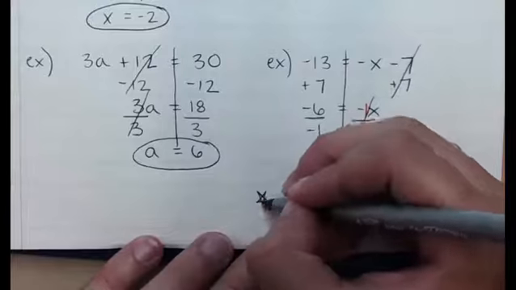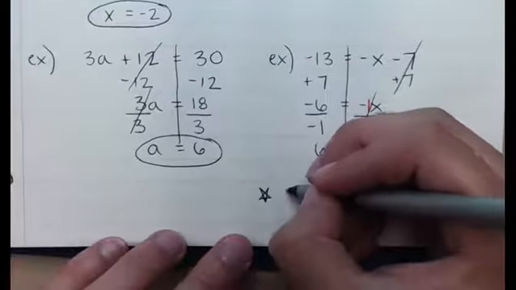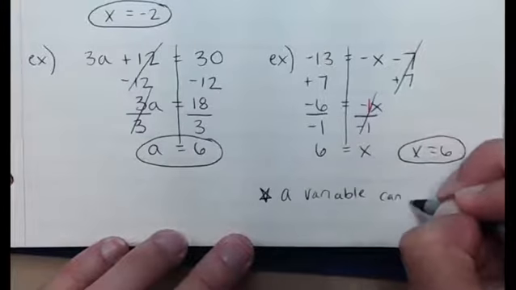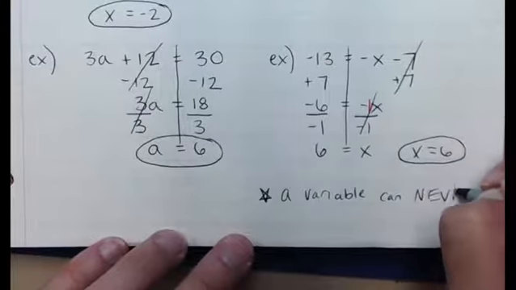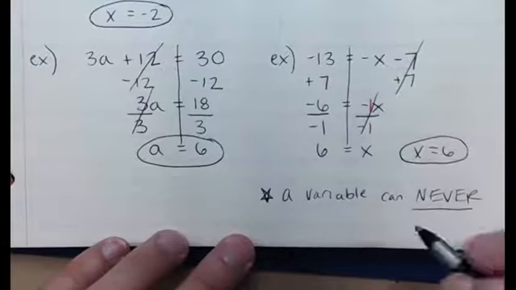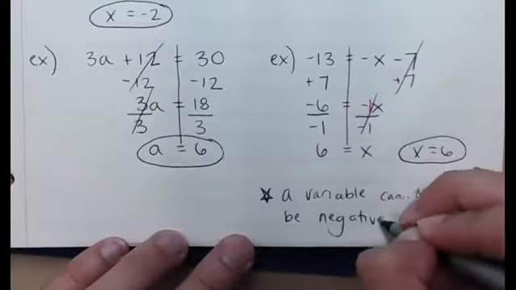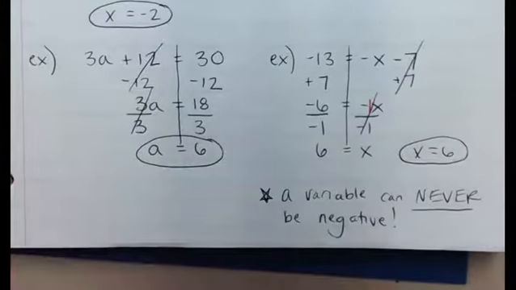So put a big star there and put a variable can never, in all caps, be negative. We must divide by that negative 1. I'm going to go ahead and highlight that too because that's very, very important for us to remember.